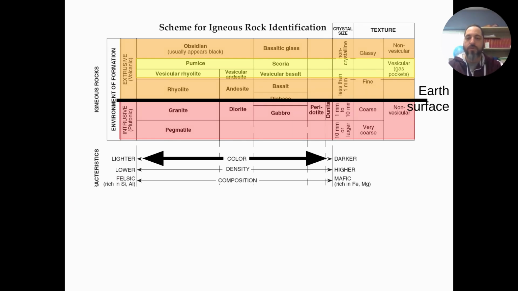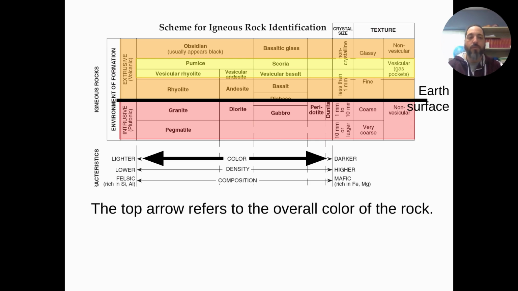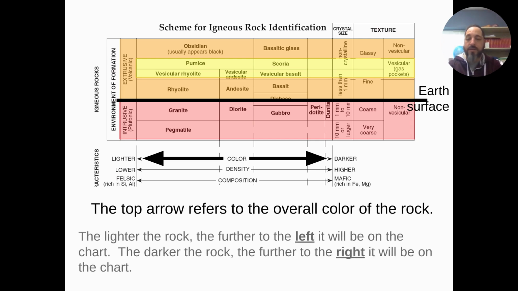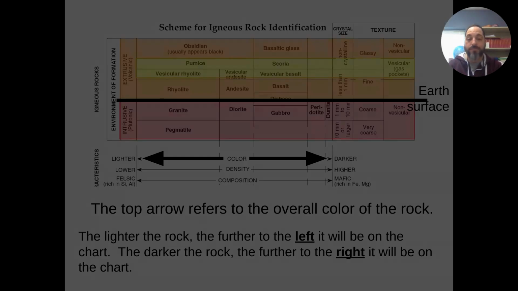So the top one is showing us our color, and it refers to the overall color of the rock. So the lighter the rock, the further to the left it'll be, and the darker it'll be further on the right. Now this has to do with what minerals we find in the actual rock itself. The ones that are in the middle are going to have a mixture of both light and dark minerals.